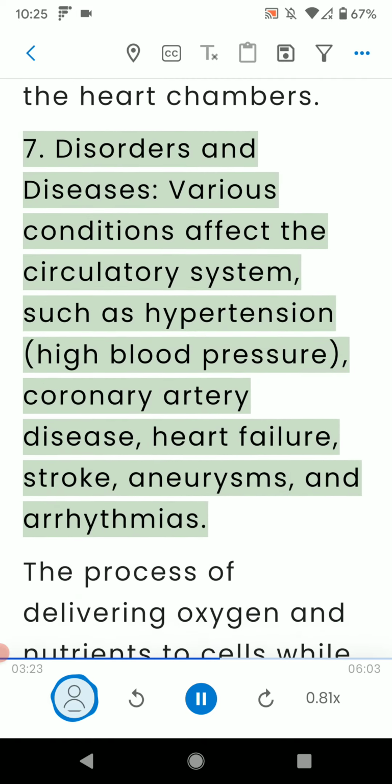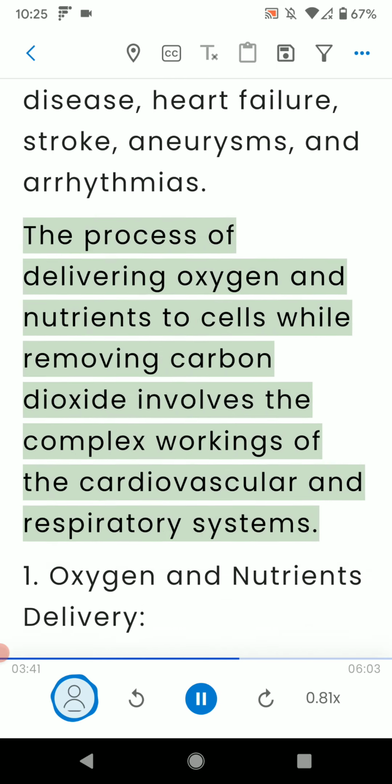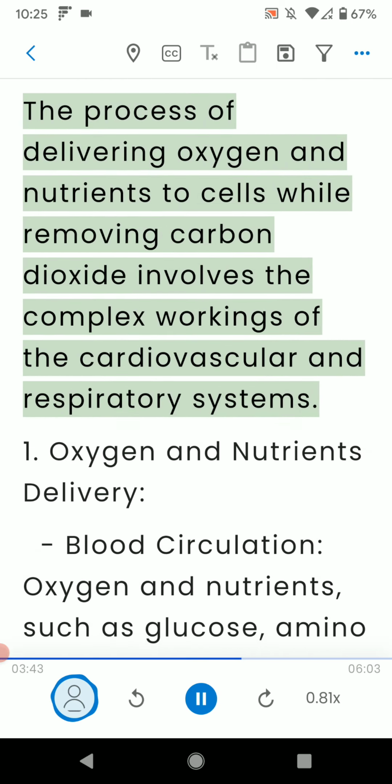7. Disorders and diseases. Various conditions affect the circulatory system, such as hypertension, coronary artery disease, heart failure, stroke, aneurysms, and arrhythmias. The process of delivering oxygen and nutrients to cells while removing carbon dioxide involves the complex workings of the cardiovascular and respiratory systems.